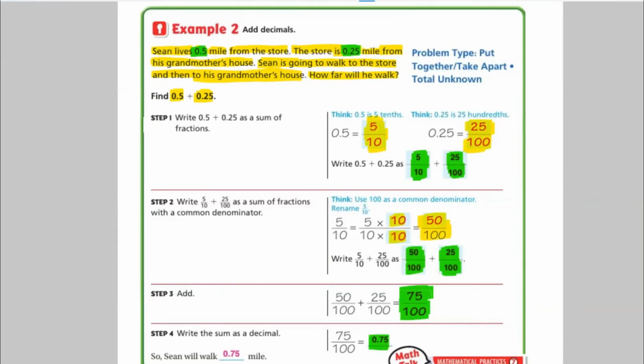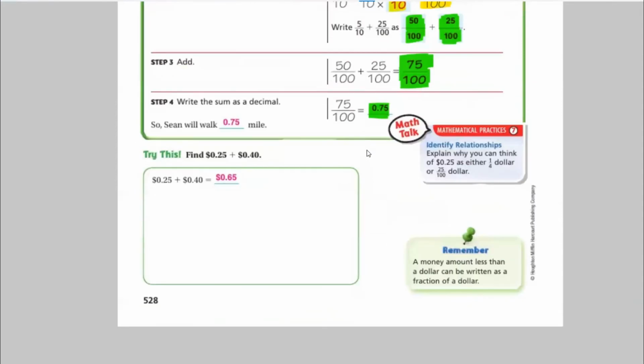Got it? So the first step, convert both decimals to their fraction form, and then multiply 10 up and down to get both of them with a denominator of 100, and then add them, and after you get the final answer as a fraction, convert it to a decimal. Okay, it's a long process.